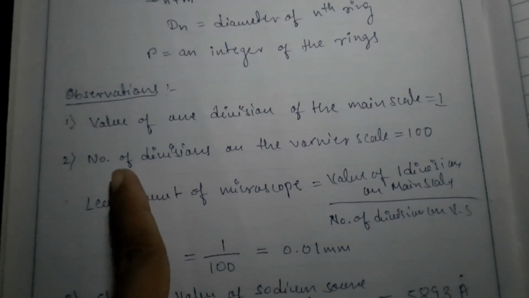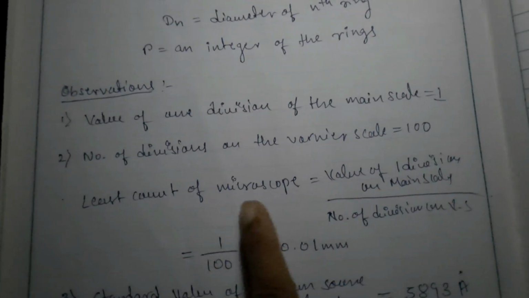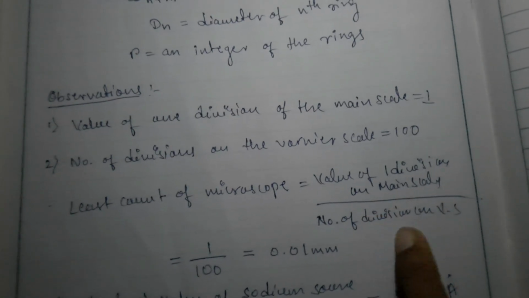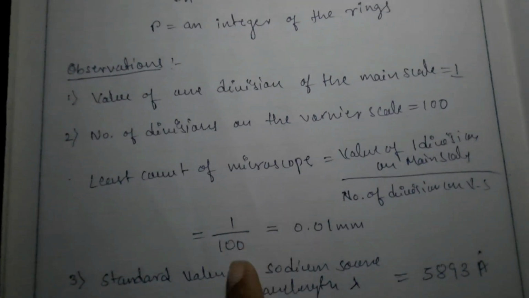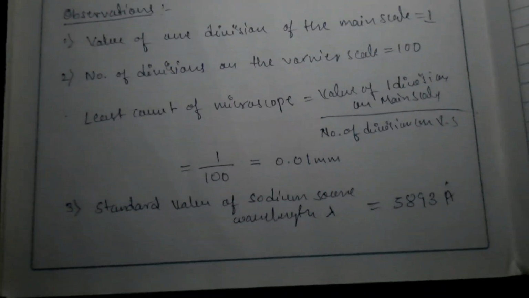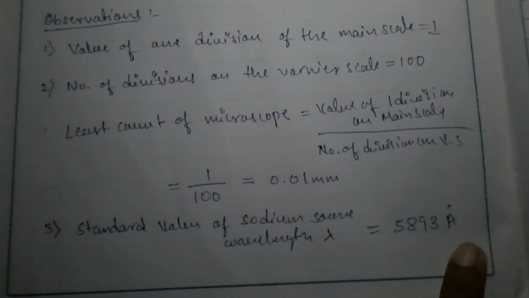that is 1 MSR, number of divisions on the vernier scale 100. So the least count of the microscope is the value of one division on main scale divided by the number of divisions on vernier. So 1 divided by 100 is equal to 0.01 mm. The standard value of the sodium source is 5893 angstrom.